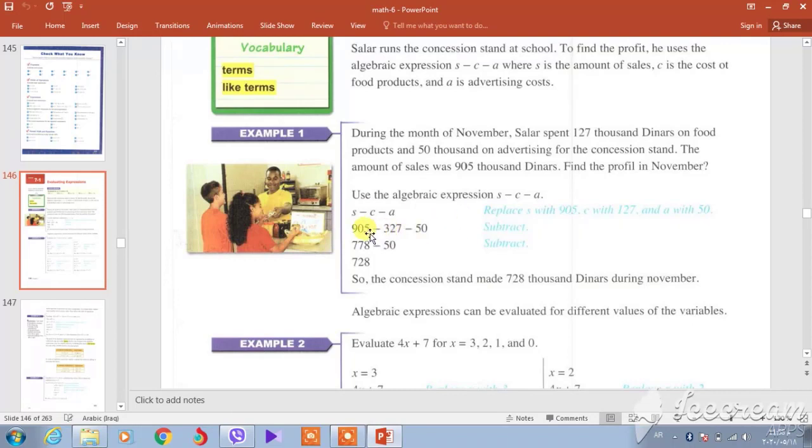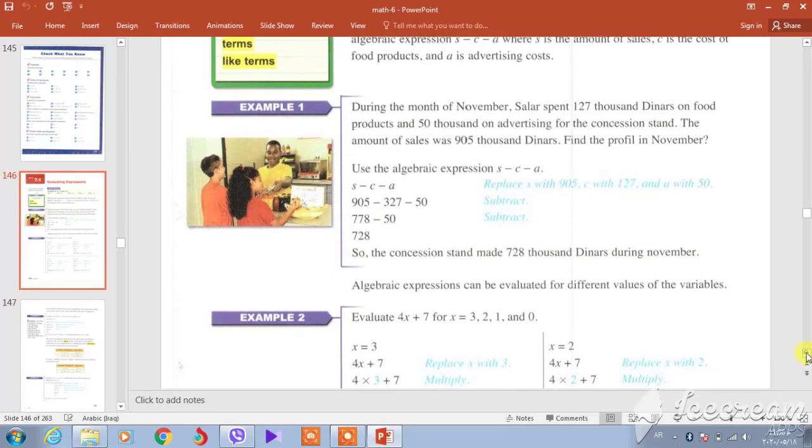S equals 905 and C equals 327, A equals 50. After that, by using order of operations, we subtract from left to right. After that, in the first step we use 905 minus 327 equals 778. After that, we write down the remaining part, student. 778 minus 50 equals 728.